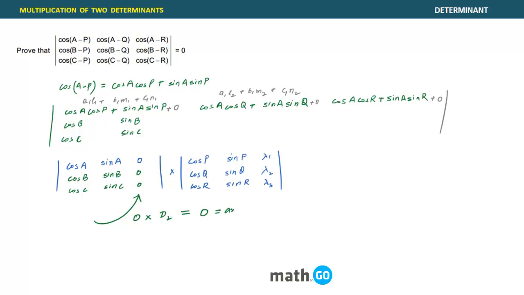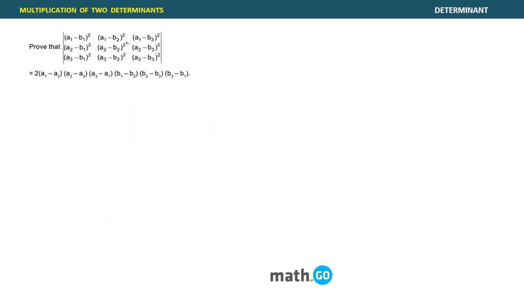So the answer of this determinant is nothing but 0, and this is how we actually use multiplication of determinants in formula or basically in questions. Okay. Now let's take the next question to understand the concept of multiplication of determinants.